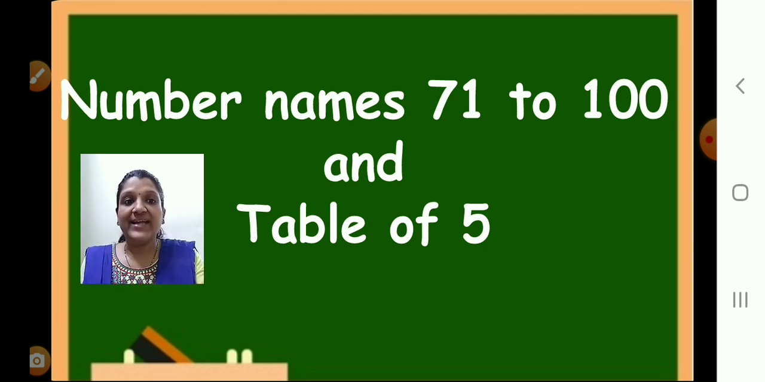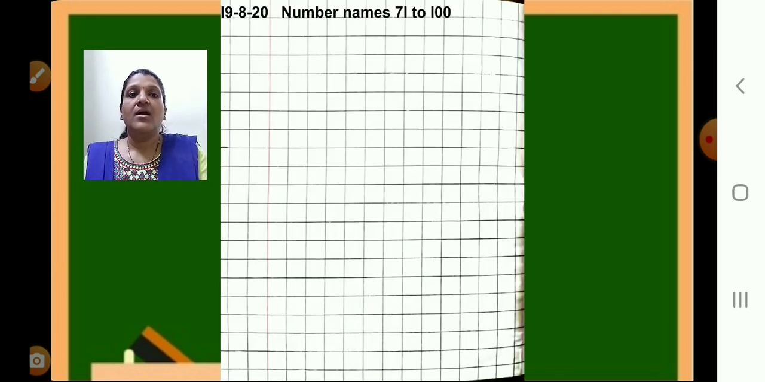So where do we write it? In the book number 2. Correct. So take out your book number 2, that is maths class work, and open a new page. New page means the page after you completed writing table of 4. On the new page, first line, in the margin, write today's date, that is 19-8-20.